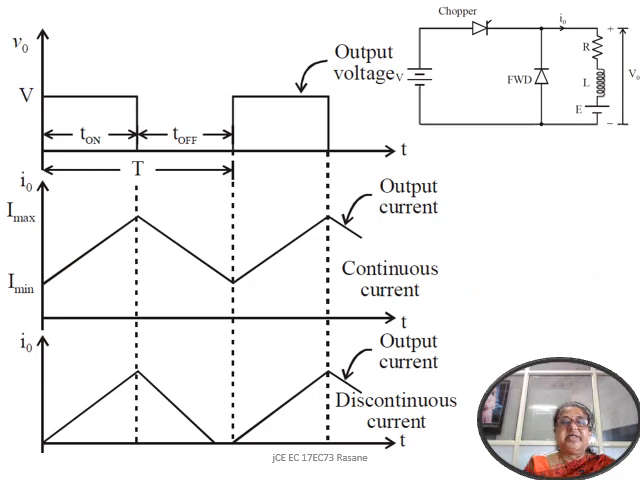So if you look at the waveforms, we will see that during the on time, the load current that is flowing will be rising from I minimum to I maximum, and during the off time, the current will be freewheeling through this FWD, in which case the current will be going from I max during the on time to I minimum during the off time. Again, the chopper will turn on and the process continues.